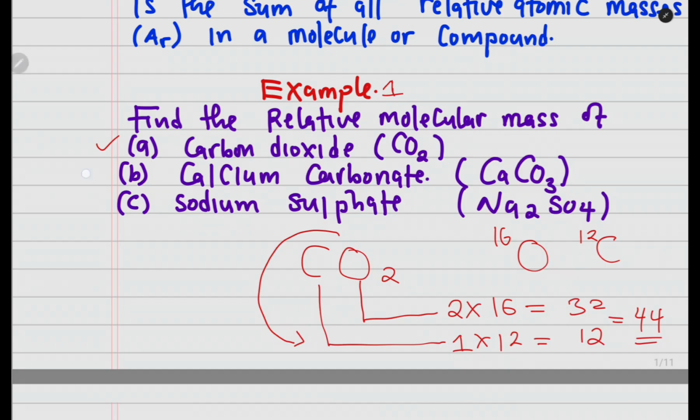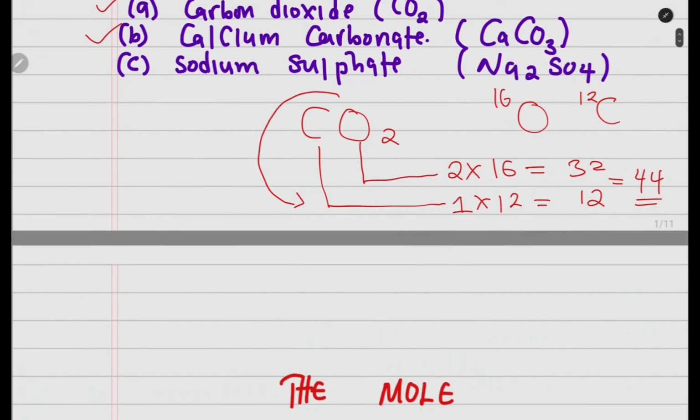The second part is calcium carbonate. Let us look at calcium carbonate. Calcium carbonate is CaCO3. Remember the first part, we need to identify the atoms. So here what you have is oxygen. And how many of oxygen? 3. So 3 multiplied by 16. Then we have carbon. How many of carbon?